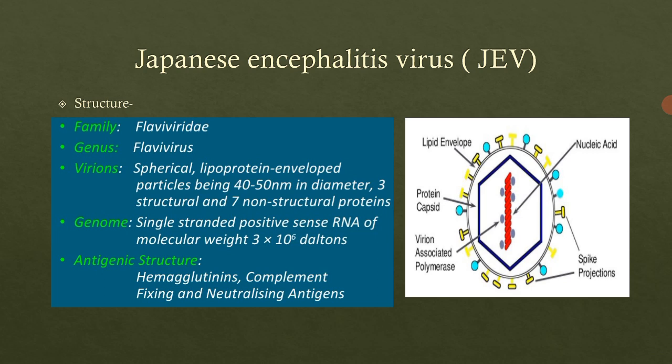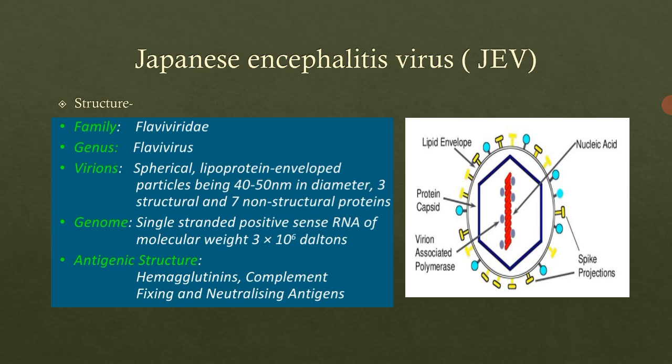And that is why we have envelope proteins, the antigens which are responsible for its replication or for initiating or regulating the pathogenesis in the host body. These are lipoprotein envelope particles present on the envelope, 40 to 50 nanometers in diameter. There are 3 structural proteins and 7 non-structural proteins, which means we have a total of 10 proteins. Among them 3 are structural proteins and 7 are non-structural proteins.